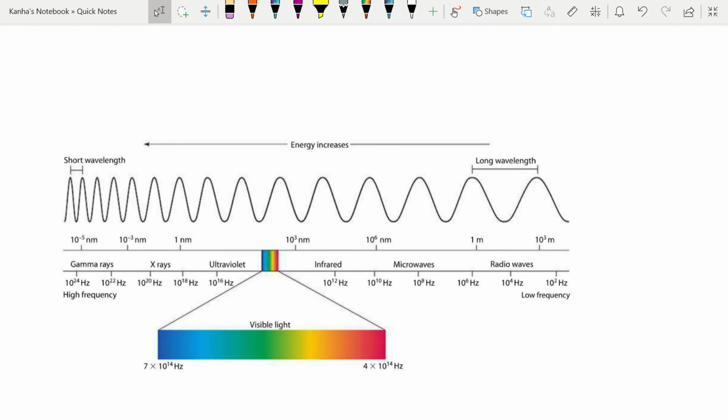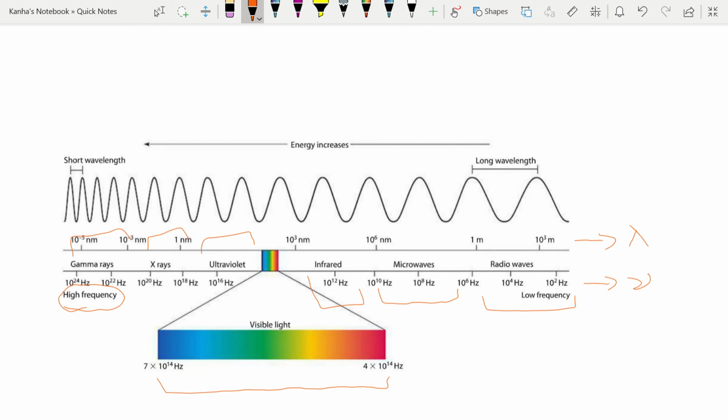Okay, and what do you have here? You have your lambdas given right over here, and your frequencies given here. You should take note of where microwaves lie, where radio waves lie, where infrared is, and what the visible light spectrum is. Then ultraviolet, X-rays, and gamma rays. Which is higher in energy? Whichever is higher in frequency will be higher in energy. So gamma rays are higher than X-rays, then ultraviolet, then visible, infrared, microwaves, and radio waves.